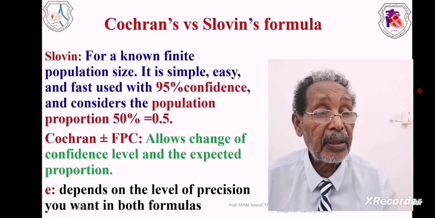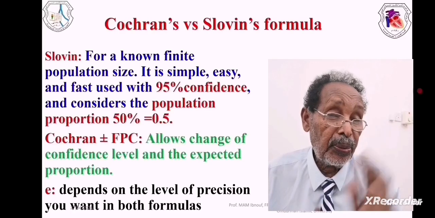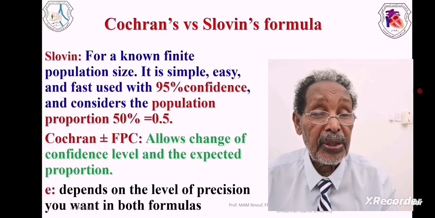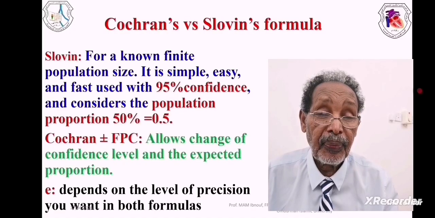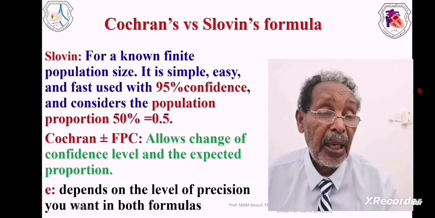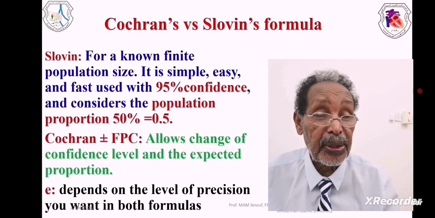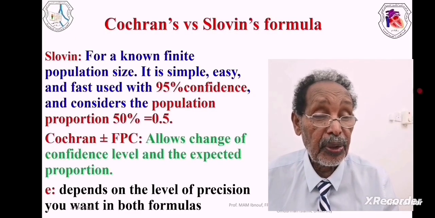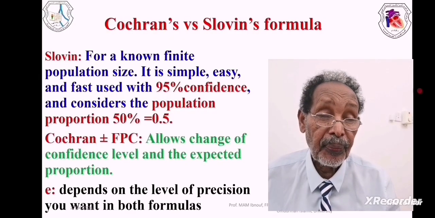95% fixed. It means the z-value built in is fixed. There is no z-value for you to write. And in the Cochran, you have to apply a z-value, either for 99%, or the commonly used 95%, or the less used 90%. So it is allowed that you can change the confidence level. And it's squared, as I said before.